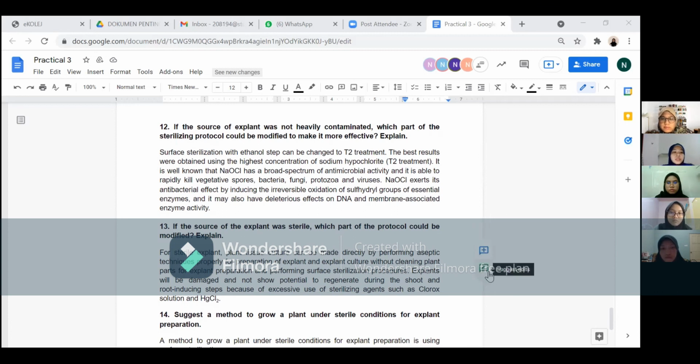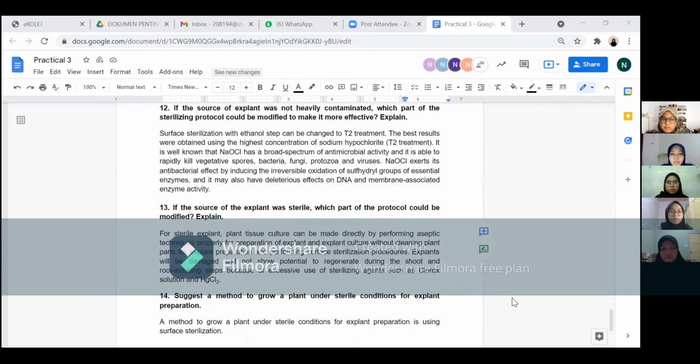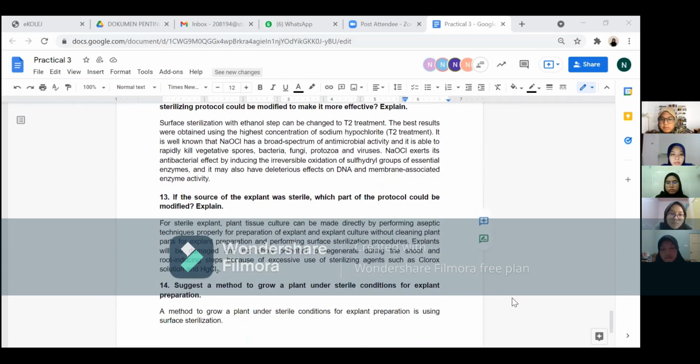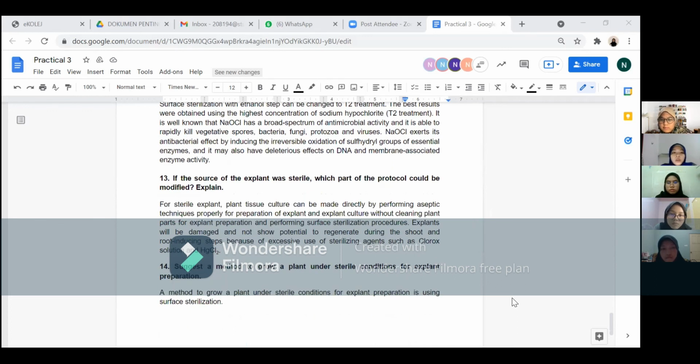For number 13, if the source of the explant was sterile, which part of the protocol could be modified? Explain. For sterile explant, plant tissue culture can be made directly by performing aseptic techniques properly for preparation of explant and explant culture, without cleaning the plant part for explant preparation and performing the surface sterilization procedure.